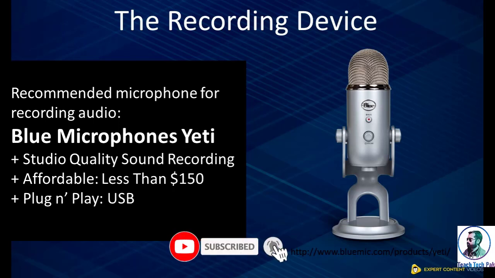Don't fret, however. There are actually very affordable microphones that produce very high-quality sound. One such example is the Blue Microphones Yeti. This is because it has studio-quality sound recording, which is a big plus if you want high-quality audio. It's also very affordable. You can get this online for lower than $150. The third is also the biggest advantage, its plug-and-play properties. You just simply plug into any USB port on your computer, do some simple settings, and you're ready to record.